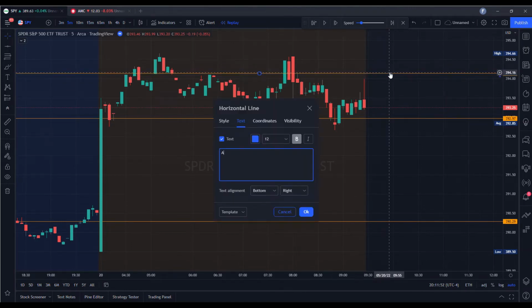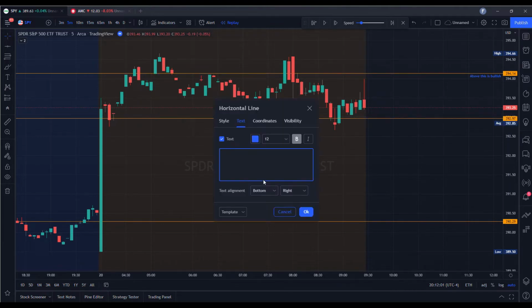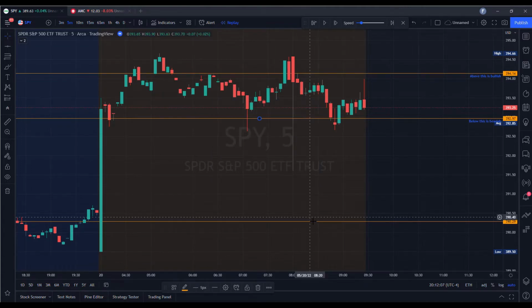So above this is bullish, right? So you want to take calls on that, obviously. Below this is bearish. So that's it. It's that simple. So you kind of already have what your trend is going to be for the day. Above 394.14, we're pretty bullish, so you should be looking at more of the call side. Below 392.97, we're bearish. You want to start looking at puts, right? So that's basically how you're going to guide these levels.